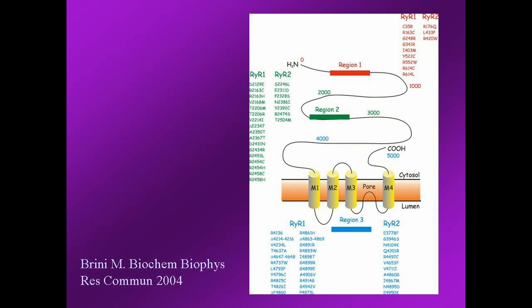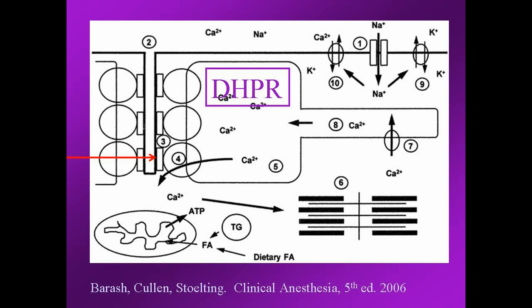This is an old slide. It lists a number of the early mutations that were identified in the ryanodine receptor. Since this slide was made, a much larger number of mutations in the ryanodine receptor have been identified, and presumably many of these are associated with malignant hyperthermia susceptibility.